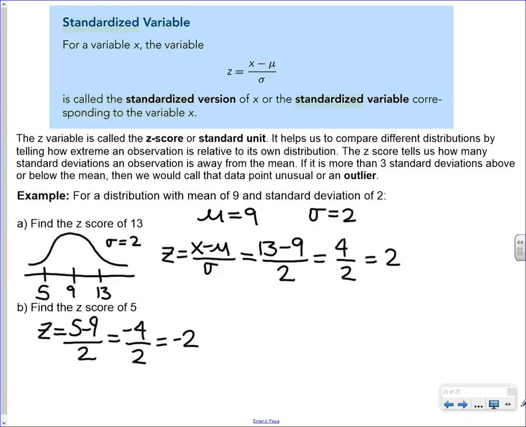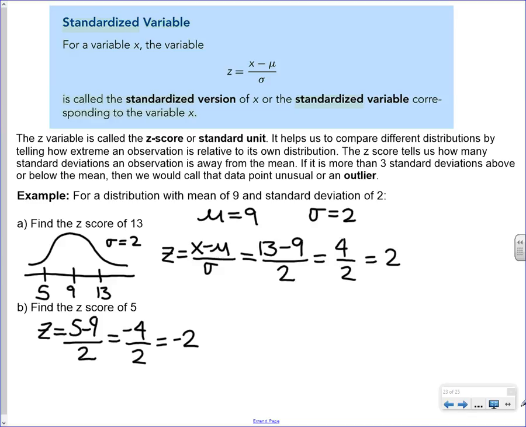Okay, so if we get a positive Z-score, that tells us that our observation is above the mean. If we get a negative Z-score, that tells us that our observation is below the mean. Okay, so that's what our Z-score is telling us. If I get a Z-score of 1.5, it tells me that my observation is 1.5 standard deviations above the mean.